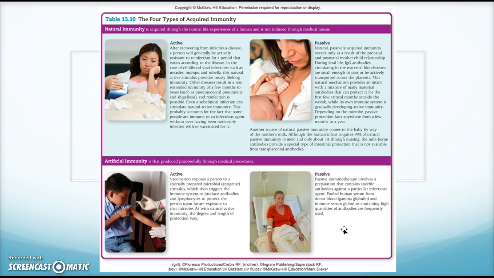particular infectious disease. So you would get it from a donor, somebody who had been exposed and had produced antibodies, and then the antibodies would be put in you to fight off an infection. In this case, you would not maintain that immunity after those antibodies left your system.